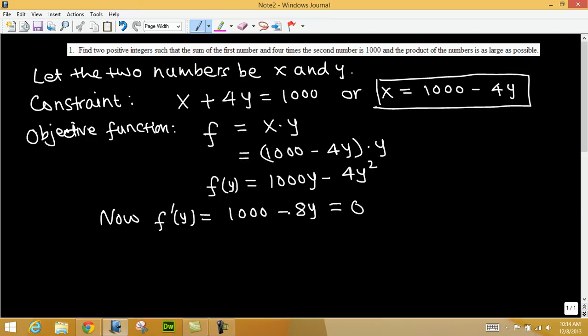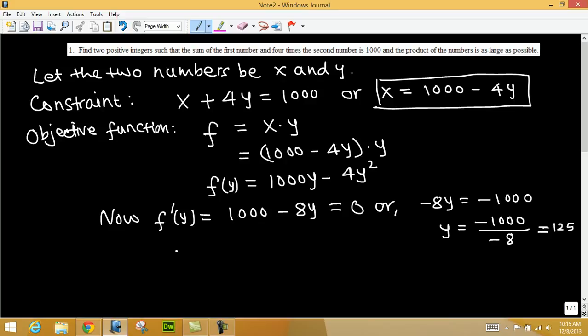1000 minus 8y equals 0. Move 1000 over, so negative 8y equals negative 1000. Divide by negative 8, so negative 1000 divided by negative 8 comes out to be 125. So we found a number y, 125. If we plug this number back into the constraint, we find the x. Those numbers are the answers, but why does this y maximize the product?